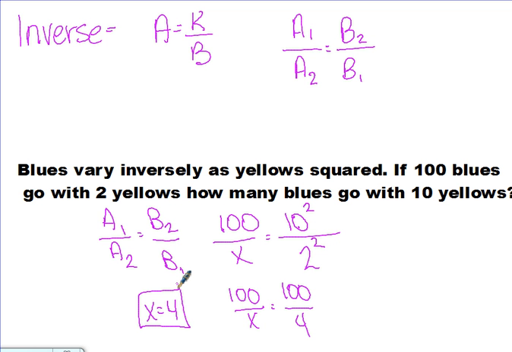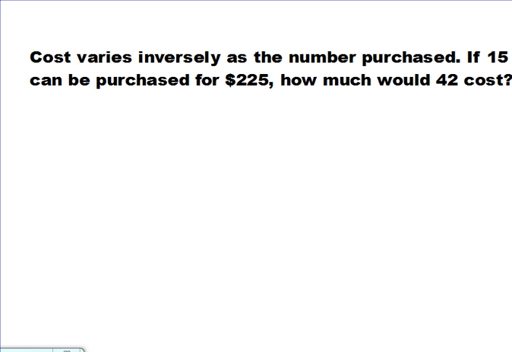Again, since these aren't anything extremely new, I'm going to have you do this second example by yourself. Take a moment, make sure it's copied in your notes. Cost varies inversely as the number purchased. If 15 can be purchased for $225, how much would 42 cost? Again, this is an inverse variation. You can either solve it by cross multiplying and dividing, or solve it as a ratio, but go ahead and copy this in your notes and solve this, and we will check it in class tomorrow.